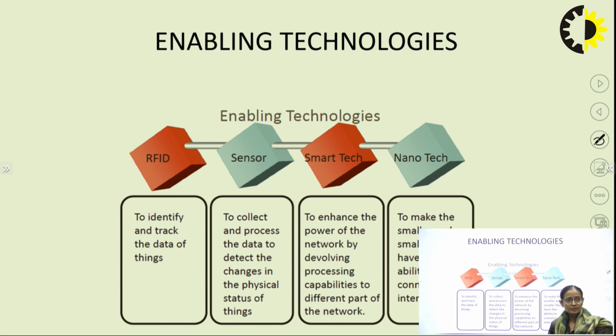The first thing is RFID, which is used to identify and track the data of things. Then there is the development in sensor technology. Why do we need sensors? To collect and process data to detect changes in the physical status of a thing. Then we have other smart technologies. Why do we require these smart technologies? To enhance the power of the network by developing processing capabilities in different parts of the network.